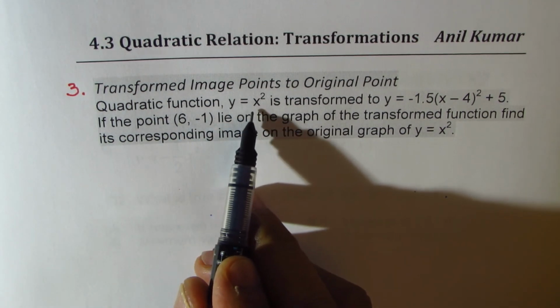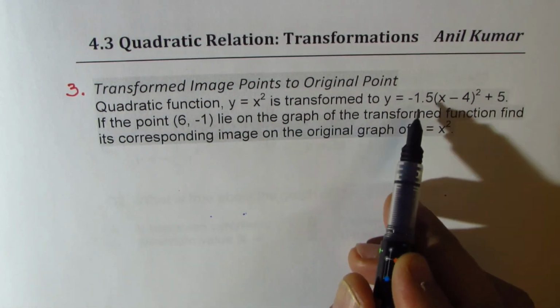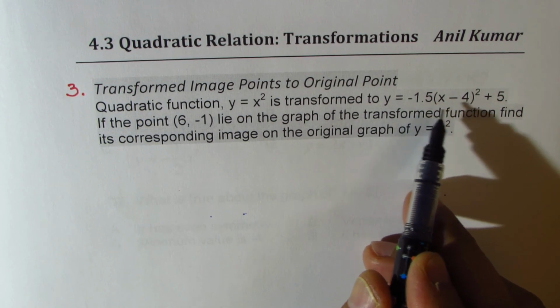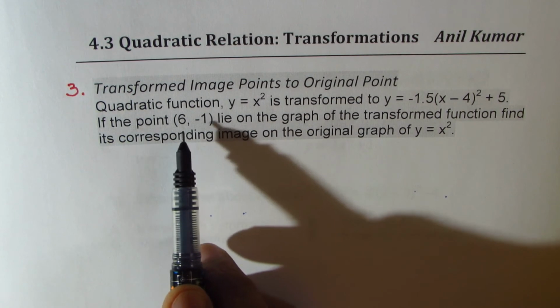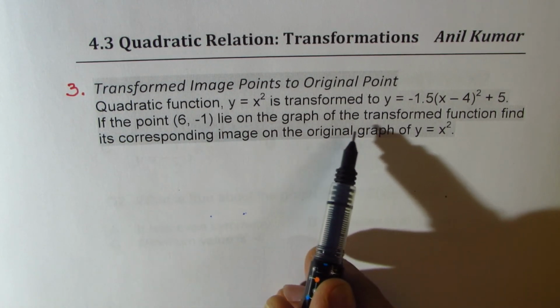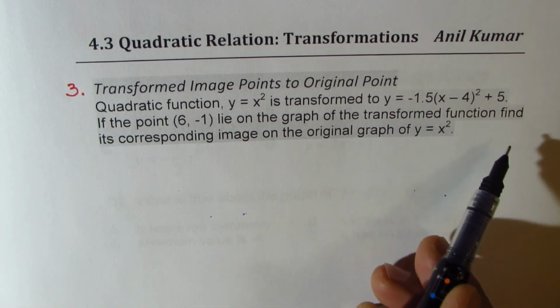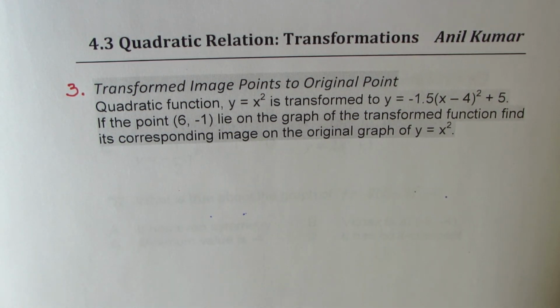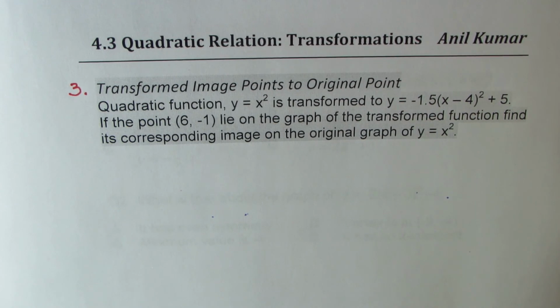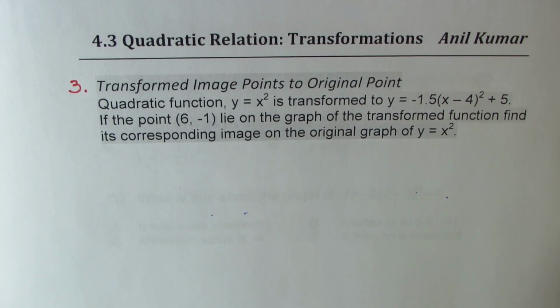Quadratic function y equals x squared is transformed to y equals minus 1.5 times (x minus 4) whole squared plus 5. If the point (6, minus 1) lies on the graph of the transformed function, find its corresponding image on the original graph of y equals x squared. I'd like you to pause the video, answer this, and then look into my suggestions. Okay? Take it as a real test question, and you might just get one of this kind.